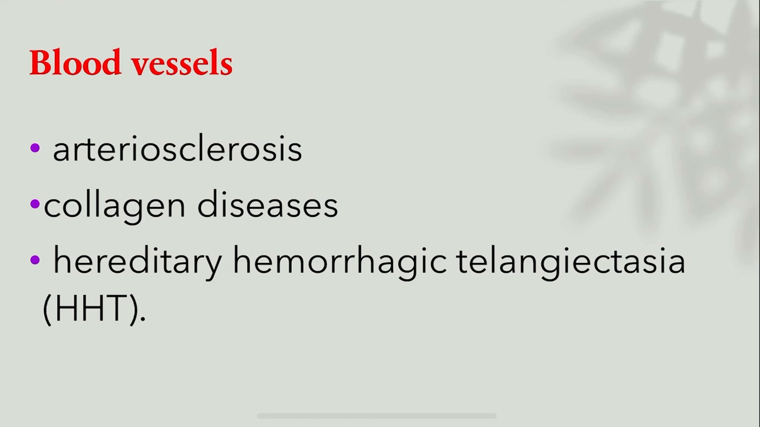Now we move on to the blood vessels: arteriosclerosis, collagen disease and HHT. So we know arteriosclerosis, there will be fat and cholesterol in the artery walls. And then collagen disease, it is a connective tissue disorder. Hereditary hemorrhagic telangiectasia, HHT, is some kind of hereditary disease in which the blood vessels will be affected.